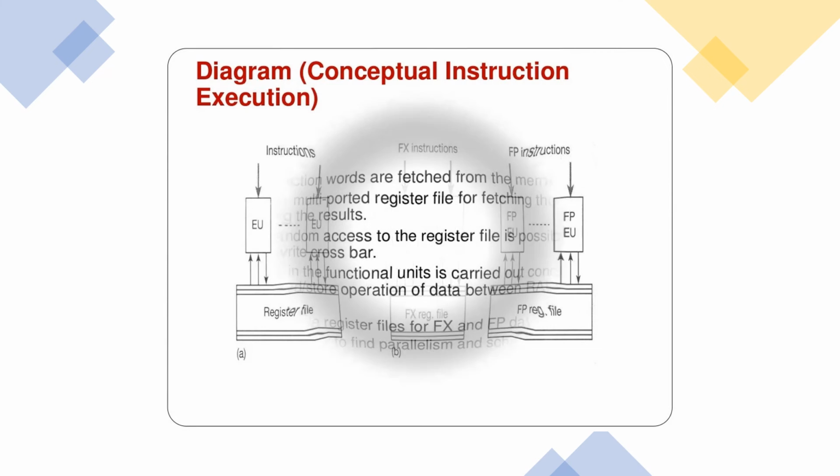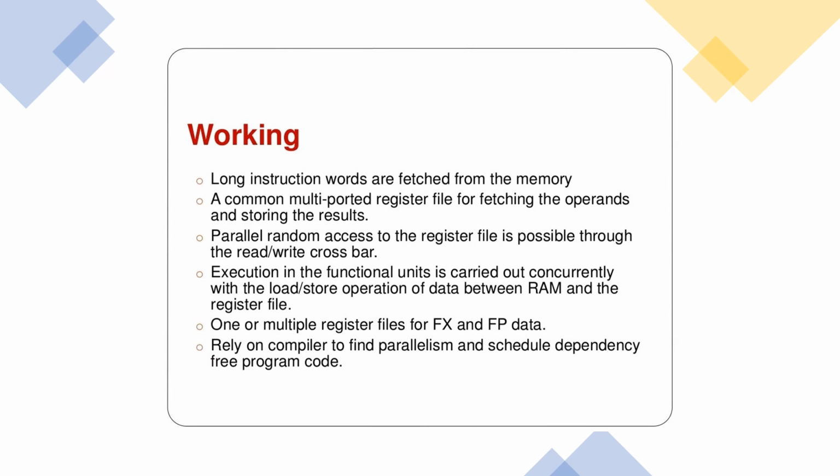Now at first, all instruction words are fetched from the memory, where a common multi-ported register file is there for fetching the operands and storing the results. Parallel random access to the register file is possible through the read or write crossbar. Next, the execution in the functional units is carried out concurrently with the load or store operation of data between RAM and the register file. One or multiple register files for FX and FP data, where it relies on the compiler to find parallelism and schedule dependency-free program code.